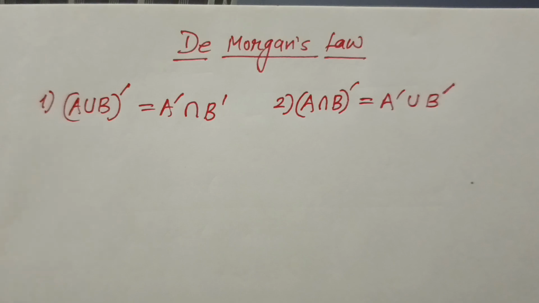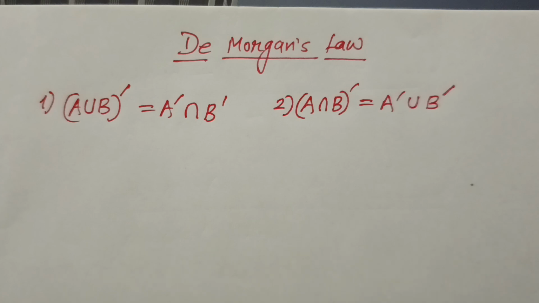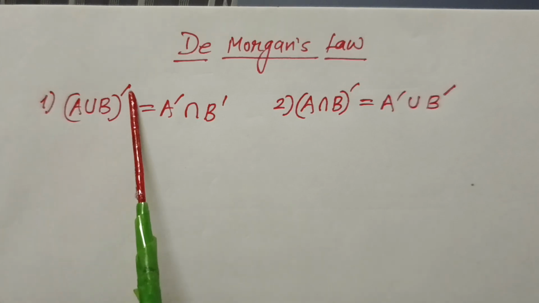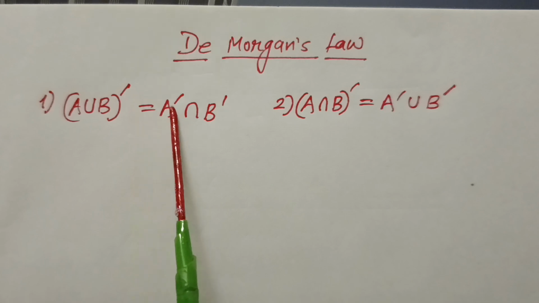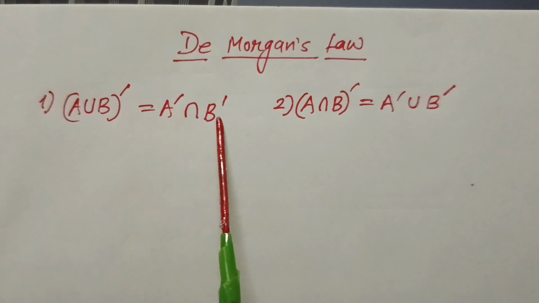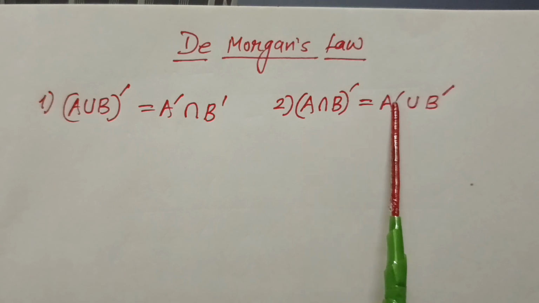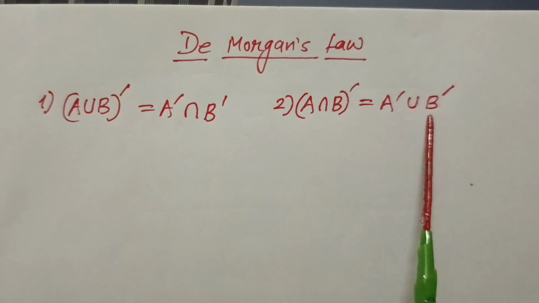Here we are going to state and prove De Morgan's law. Statement is already visible on the screen. (A union B) complement is equal to A complement intersection B complement. (A intersection B) complement equal to A complement union B complement.